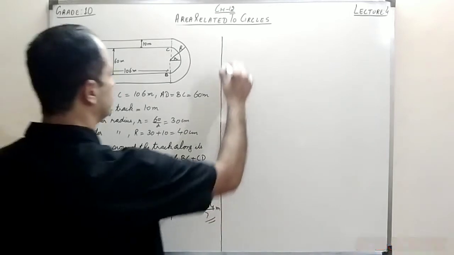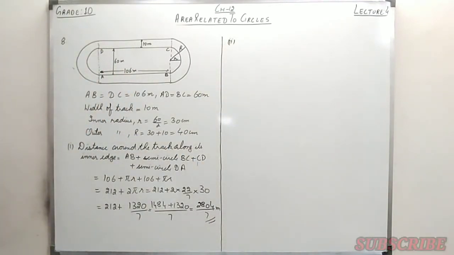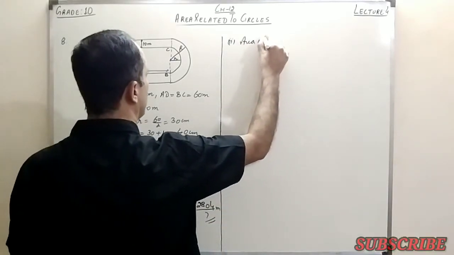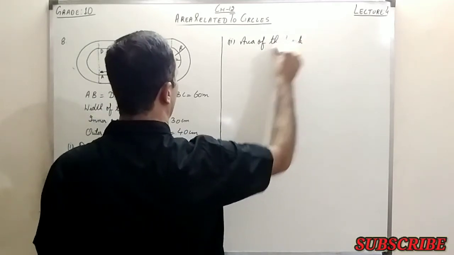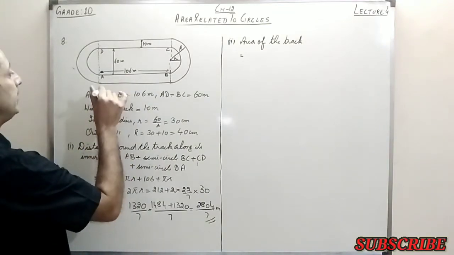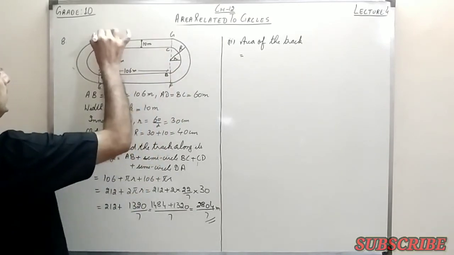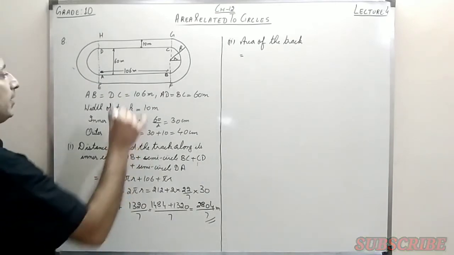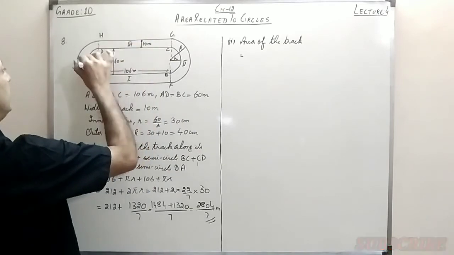Now the second part, very important. In the second part, we have to find the area of the track. Now, how we can find the area of track? Now, I have to name some more points here. This is A, B, C, D, and then I am writing here E, F, G, H. Now, area of track would be divided in 4 parts. This is the first part, this is the second part, the third part, and the fourth part.